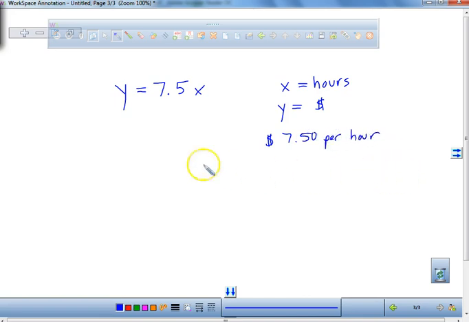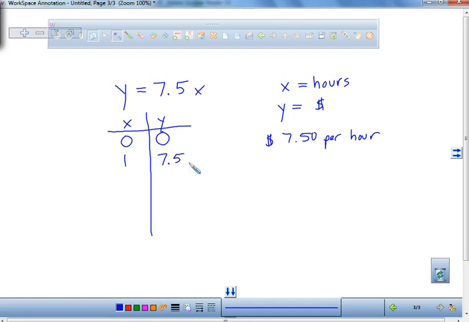So if you had a job, okay? Let's go ahead and make a little table here, okay? Put x and y. So you go to your job, you don't work any hours. You work 0 hours, that means you make 0 money. If you work 1 hour, how much money would you have? $7.50.